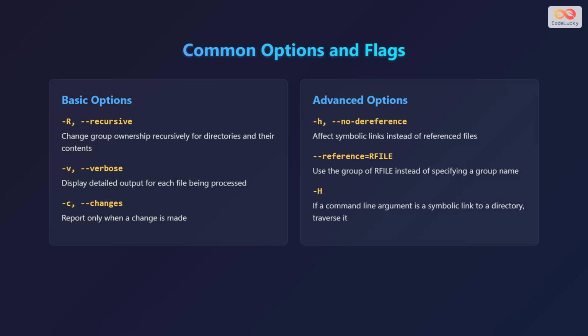On the other hand, advanced options include -h or --no-dereference, which affects symbolic links instead of the files they reference. This is useful when you want to change the group ownership of the link itself. The --reference=RFILE option allows you to use the group of a reference file, specified as RFILE, instead of specifying a group name directly. This can be handy when you want to match the group ownership between files. Lastly, the -H option is used when a command line argument is a symbolic link to a directory, instructing chgrp to traverse the symbolic link and operate on the directory it points to.